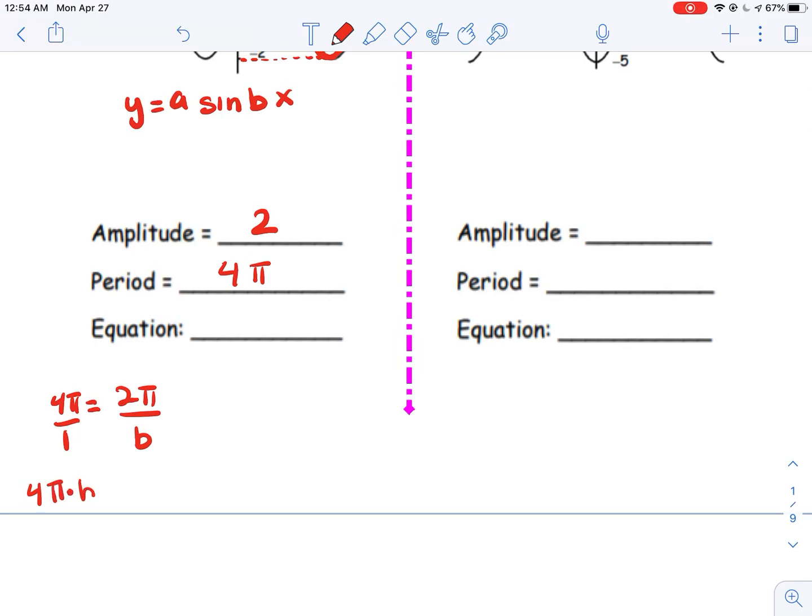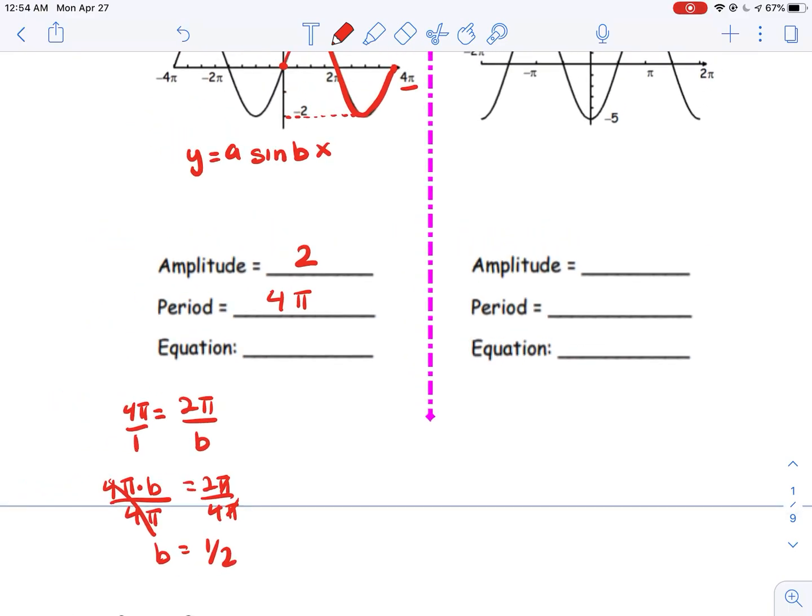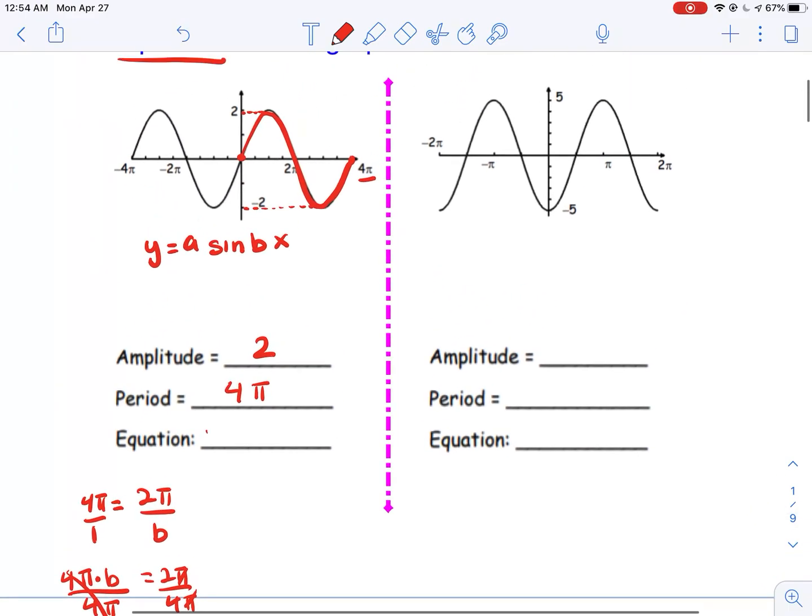So let's do a proportion. We got 4 pi times b is equal to 2 pi times 1. Divide by 4 pi on both sides. We get b is equal to 1/2.